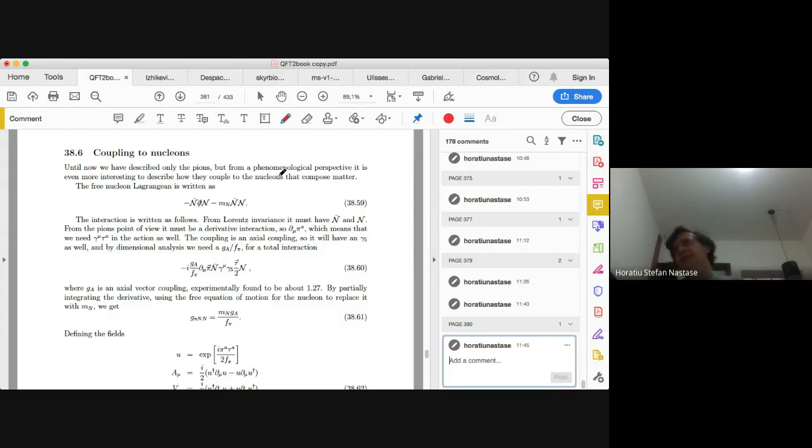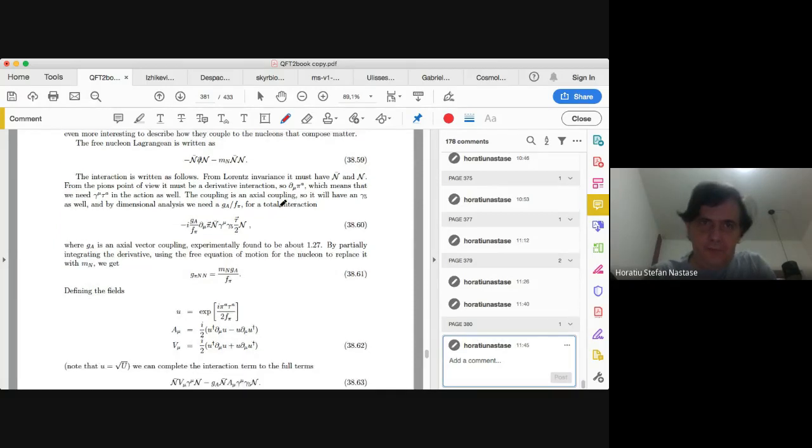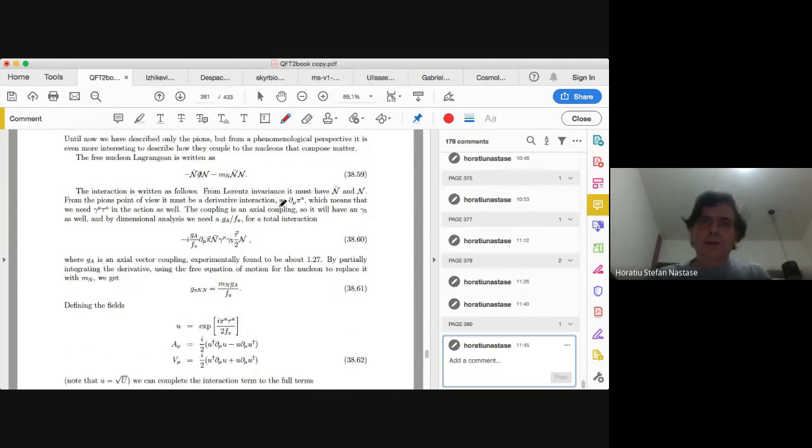The nucleons are non-relativistic at low enough energies, but what interests us mostly at these low energies is how this couples to these nucleons. So the free nucleon Lagrangian would be minus n bar d slash n minus the mass of the nucleon times n bar n. How would I write the Lagrangian for the interaction of this nucleon with the pions?